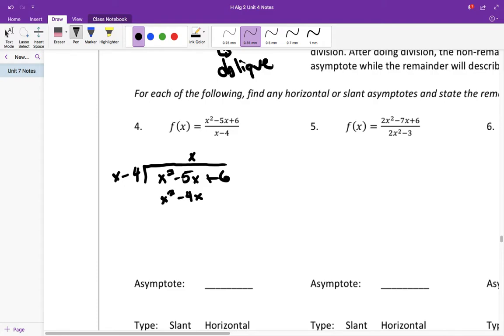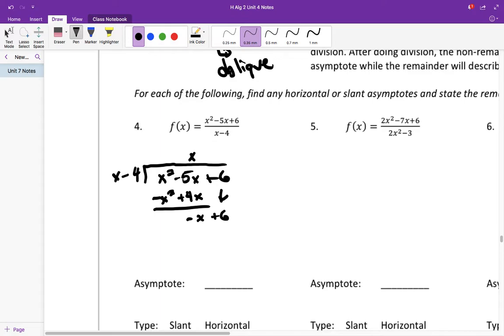Remember to subtract. You can either put it all in parentheses and then subtract. Remember, what I like to personally do is change my signs to a negative and a positive. That way, x squared minus x squared is 0. Negative 5 plus 4 is a negative 1x. And then you bring down your positive 6.